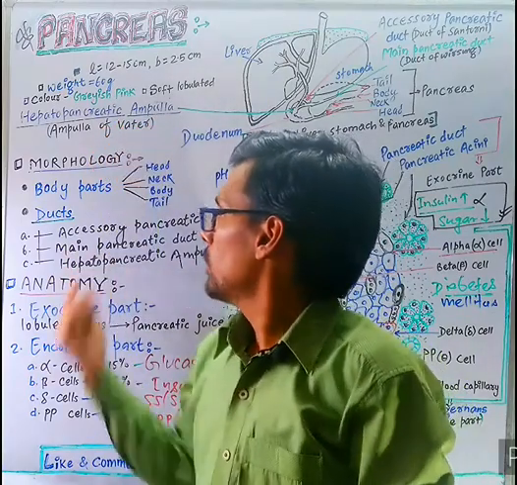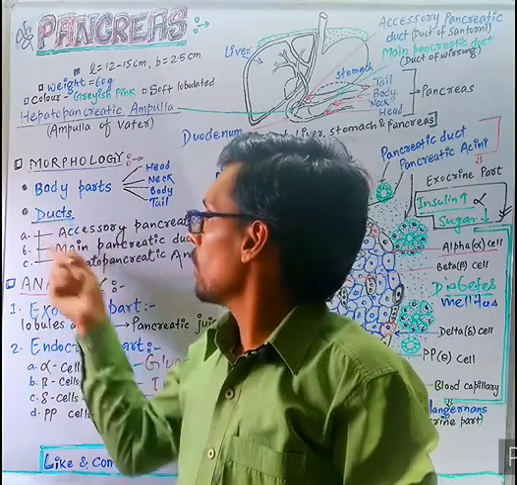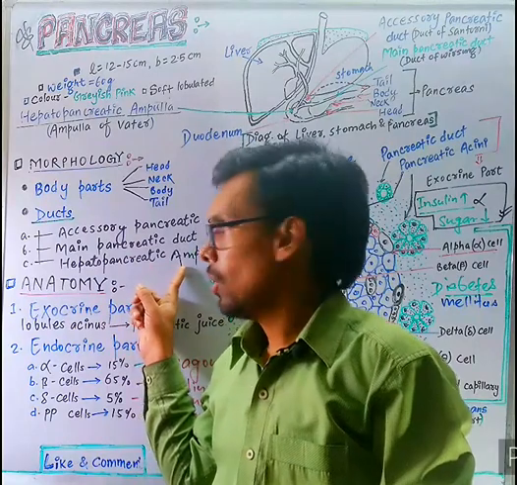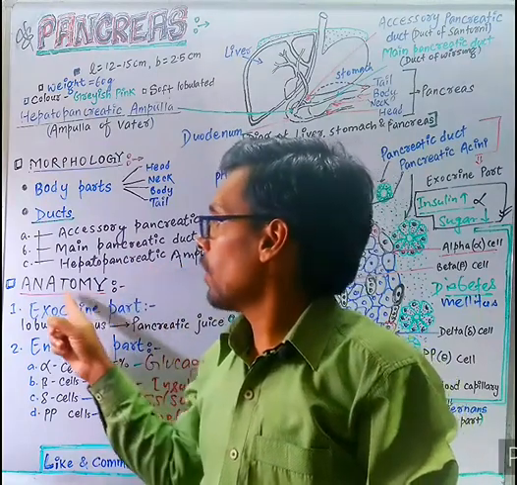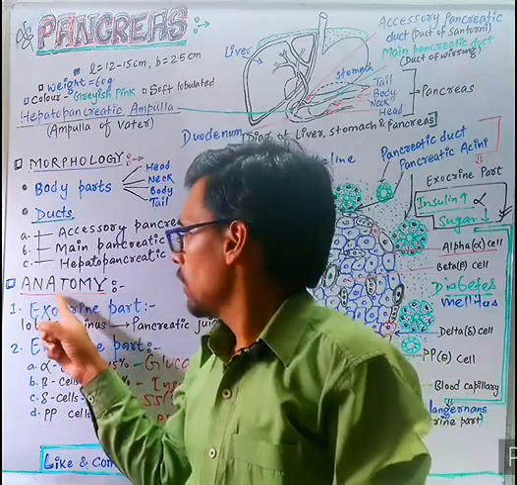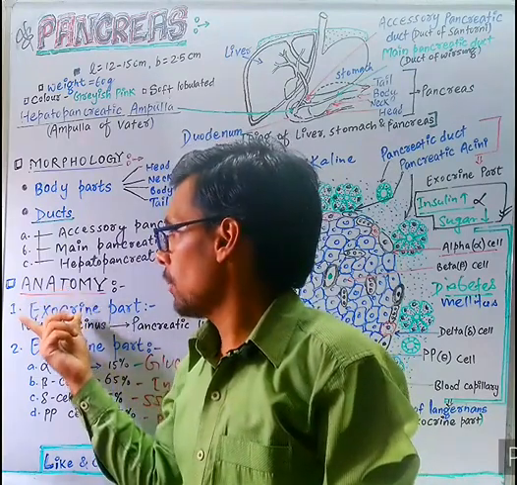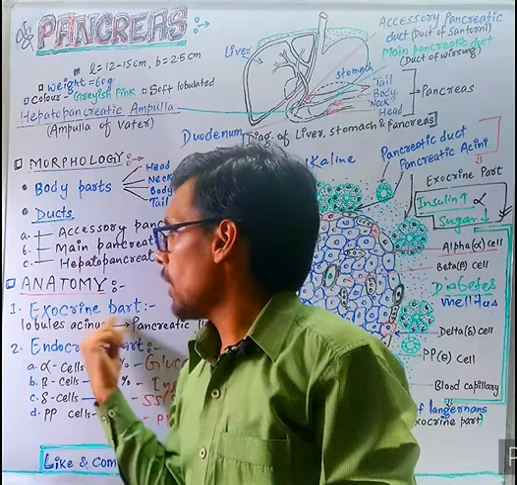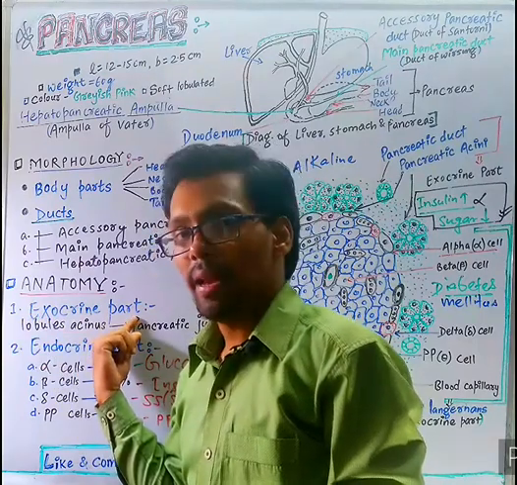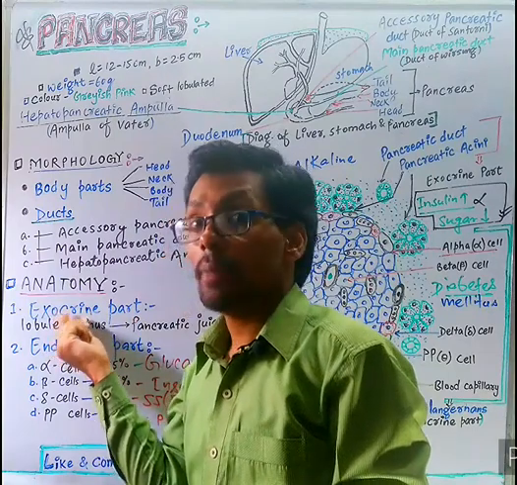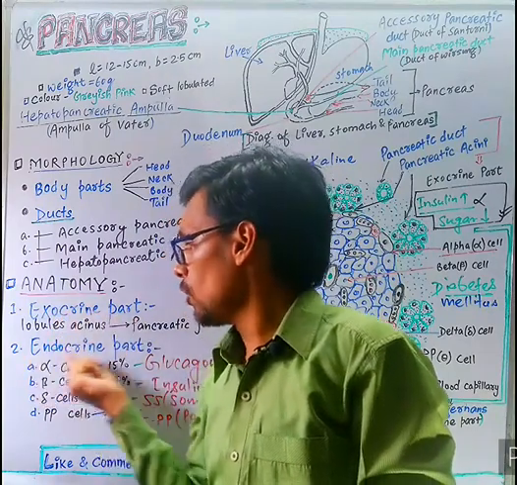Having discussed three types of duct, the accessory pancreatic duct, the main pancreatic duct, and the hepatopancreatic duct, now let us study the anatomy of the pancreas. In the anatomy of the pancreas, we mention the exocrine part and the endocrine part, the islets of Langerhans.